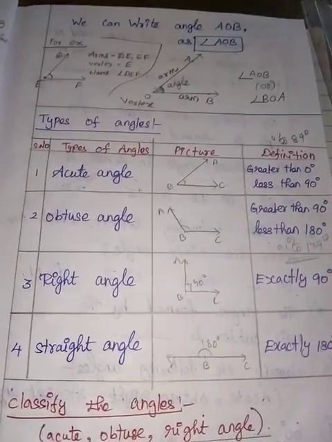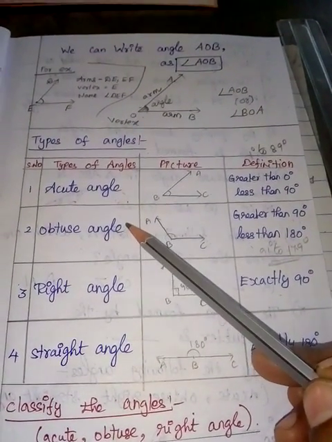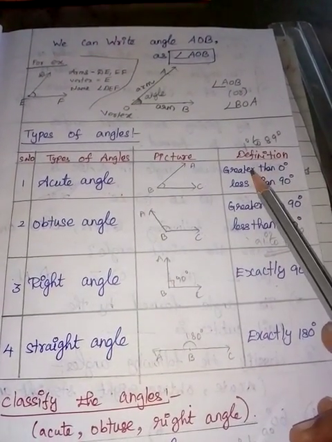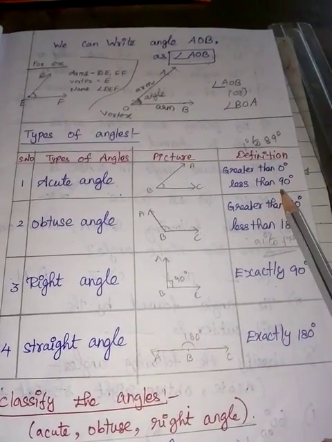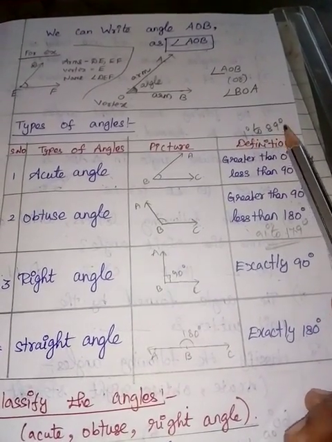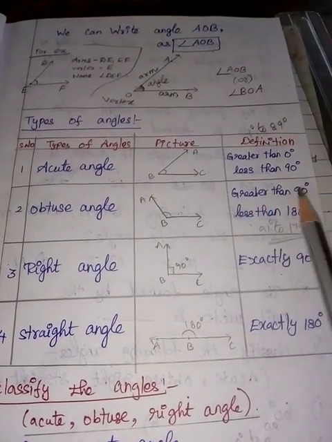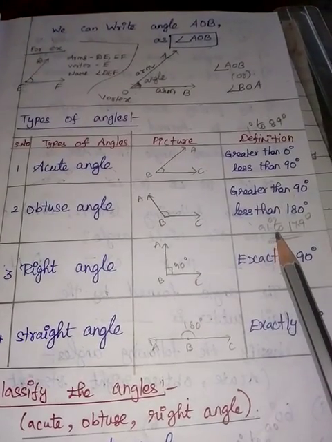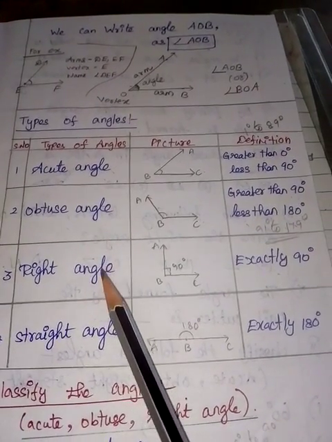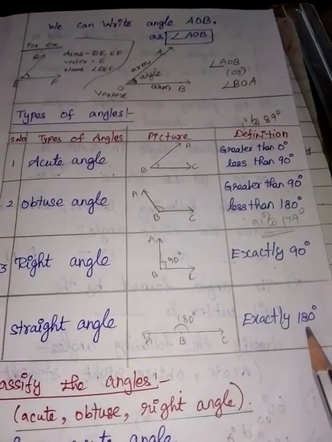Now we see the types of angle. There are four types of angle: acute angle, obtuse angle, right angle, straight angle. Okay, acute angle means greater than 0 degree, less than 90 degree. That is between 0 and 90 degree. 1 degree to 89 degree is called acute angle. Obtuse angle means greater than 90 degree, less than 180 degree. That is 91 degree to 179 degree is called the obtuse angle. Right angle means exactly 90 degree. Straight angle means exactly 180 degree.